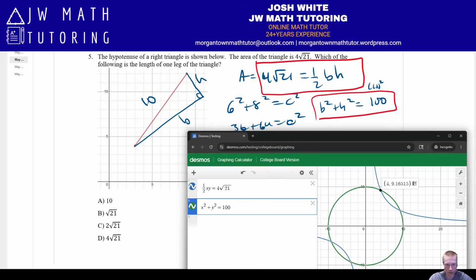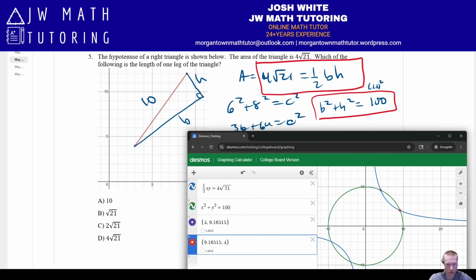Okay, so what do we have here? So notice, first of all, the negative values we can ignore. We don't deal with negative height or negative triangle side lengths. So these intersections down here, just ignore those. They're irrelevant. They don't matter. We only want these two positive ones here. And notice the values are just opposites, right? One of them is 4. The other is 9.16515.